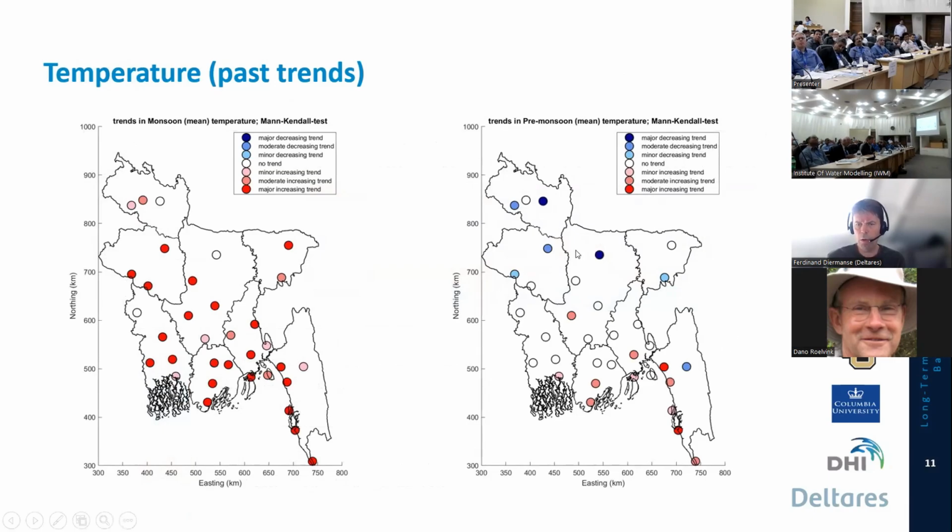But on the other hand, if we look at the pre-monsoon season, it's a whole different picture. There we actually see a mixture. So it's a little bit in the south, some locations have increasing trends, whereas in the north, some locations have a decreasing trend. So it's much more mixed.